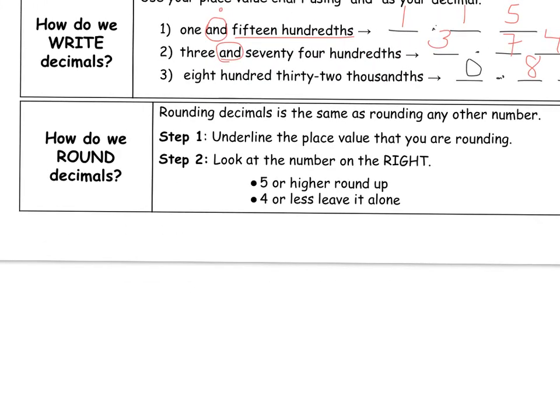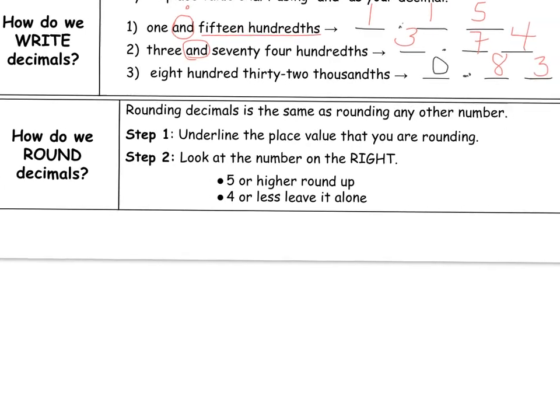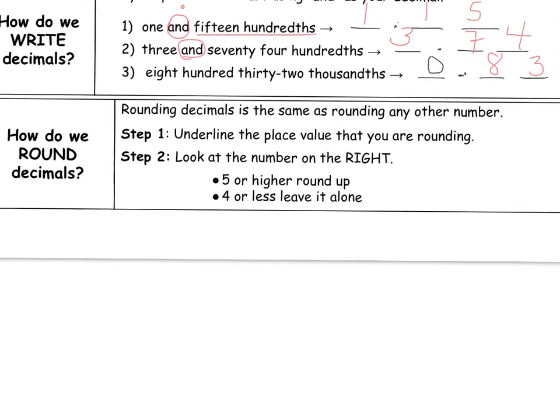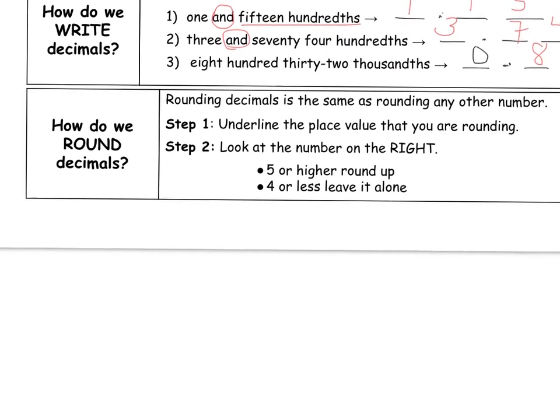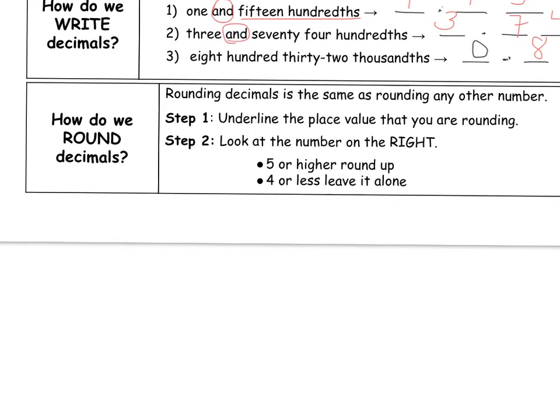All right, rounding decimals. How do we round decimals? Rounding decimals is the same as rounding any other number. First thing you want to do is underline the place value that you are rounding. Step 2 is look at the number on the right. If it's 5 or higher, round up. If it's 4 or less, leave it alone. Okay? These notes will continue in part 2 for decimal basics.